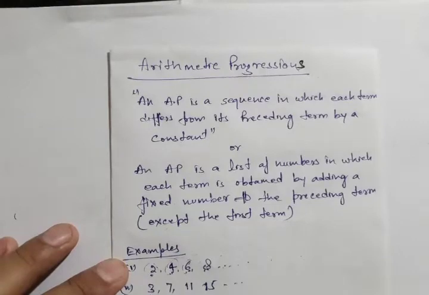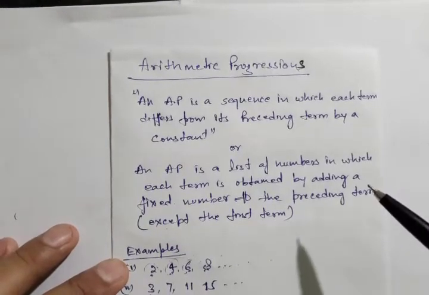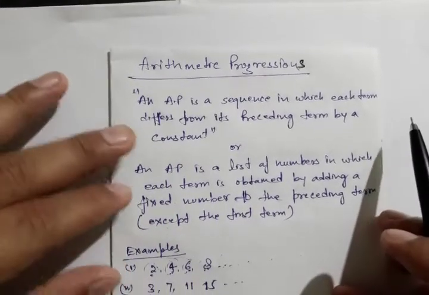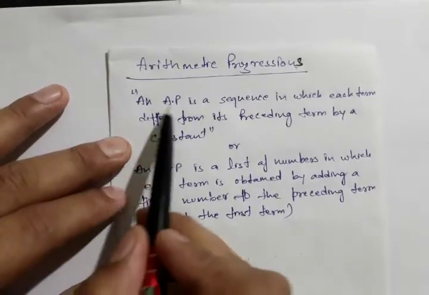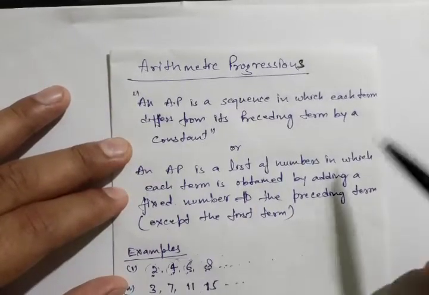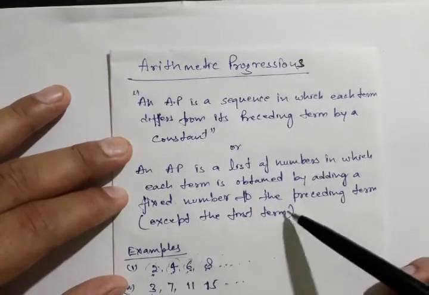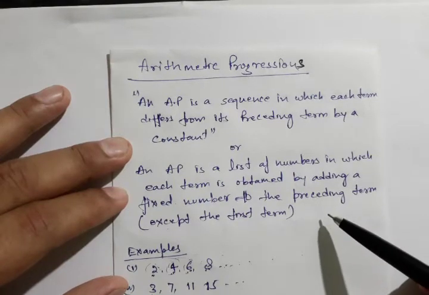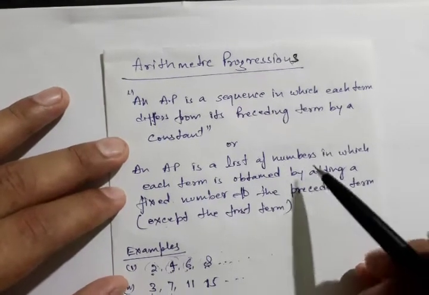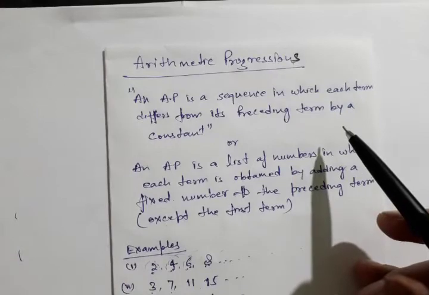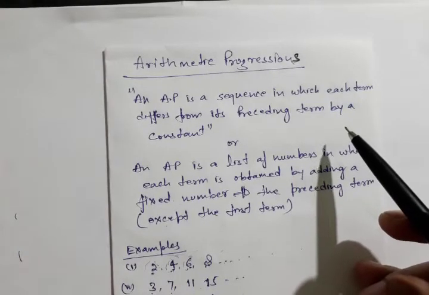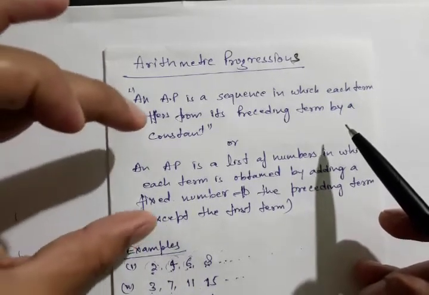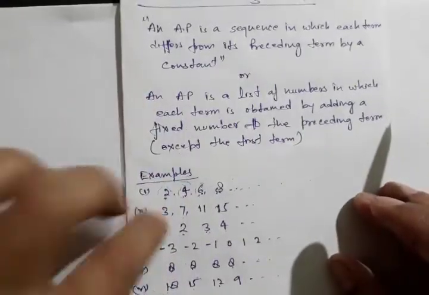Now coming to arithmetic progressions. In short we will call this AP. AP is the acronym of arithmetic progression. Here I have written two definitions. The second definition is in your NCERT textbook. One by one we will try to learn about arithmetic progression with the help of these two definitions and these examples.